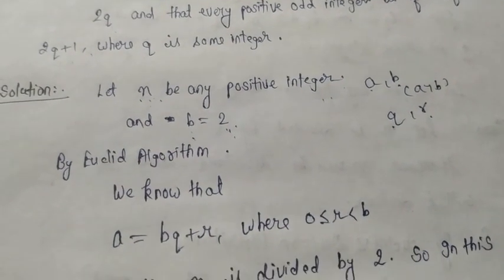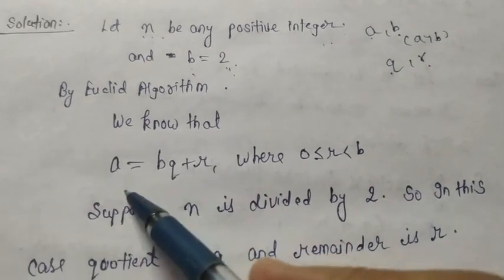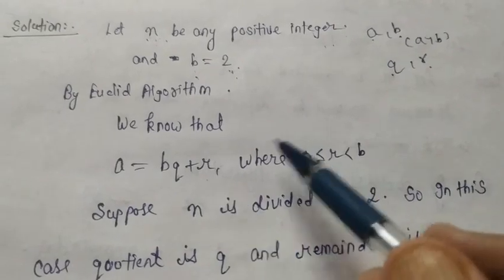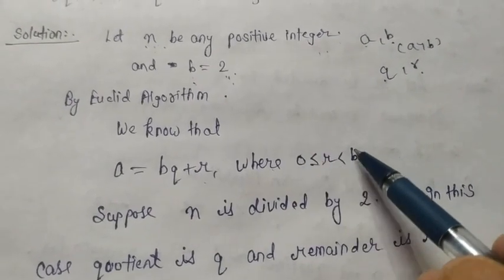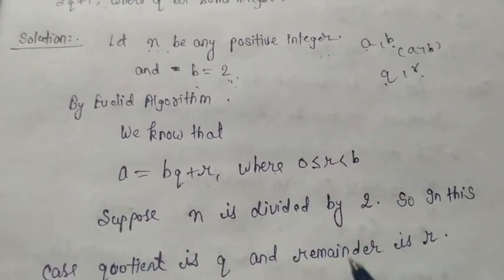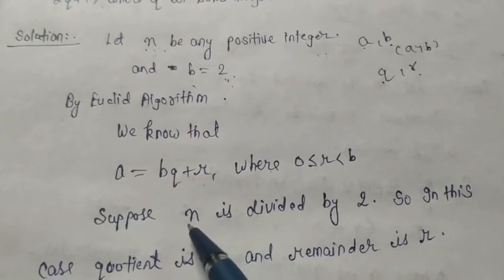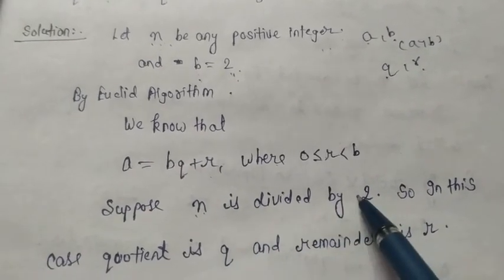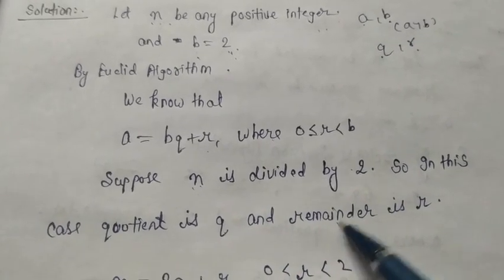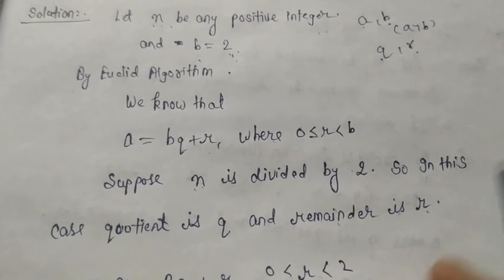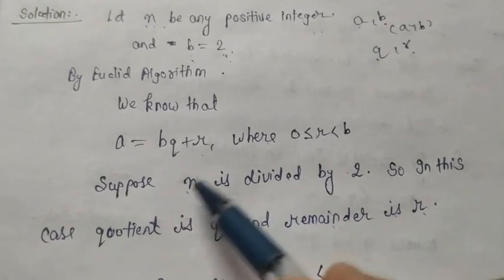When n is divided by 2, you will get some quotient and some remainder. So first you write the Euclid division algorithm, that is a equals bq plus r, where r is greater than or equal to 0 and less than b. Same thing you will do in case of n also. Suppose in place of a I have taken n. So when n is divided by 2, you will get some quotient q and some remainder r. So I am going to apply the Euclid algorithm in this process.